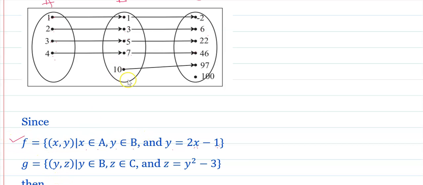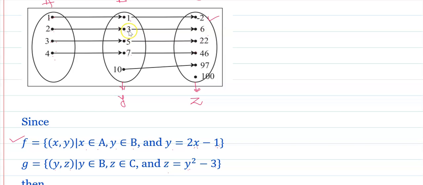Next, g is defined for the pair (y, z), where y belongs to B and z belongs to C, in which manner? z is equal to y square minus 3. That means square the y and subtract 3 from it. Now see the first element: 1 is taken from y. What do we do with 1? Square it. What is the square of 1? That is 1 minus 3. Then you will get -2.